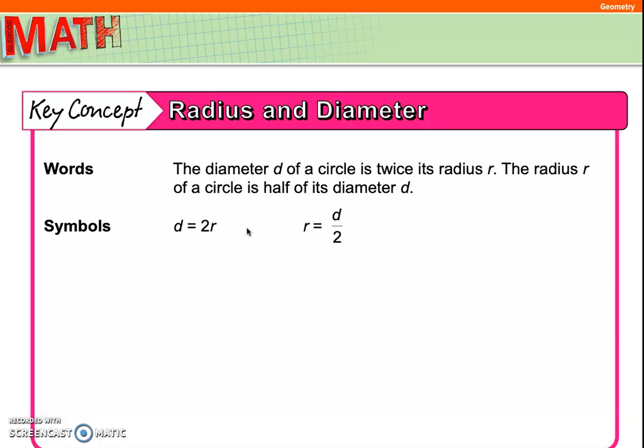Now, the formula for finding the diameter of a circle is we just take the radius and double it. We'll multiply it by 2, or sorry, if you know what the diameter is, you can divide it by 2, and that'll tell you the radius. So that's the easy formulas. We'll do a little bit of practice with that now.